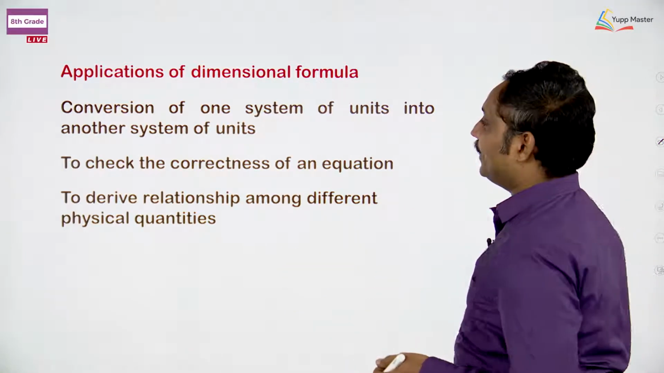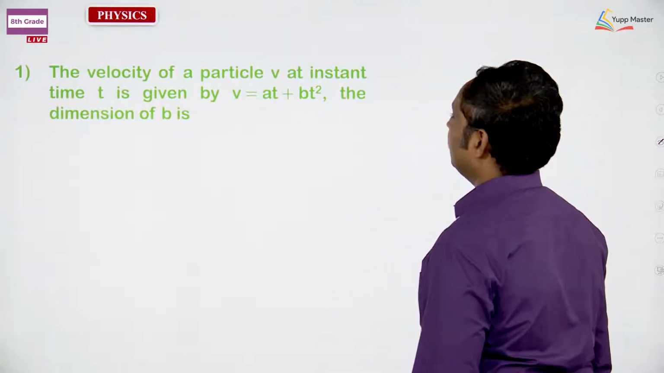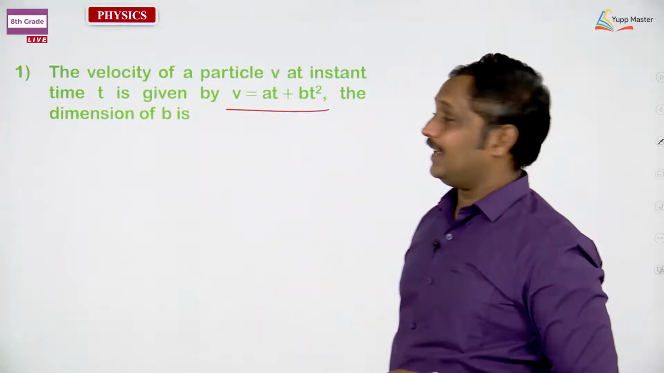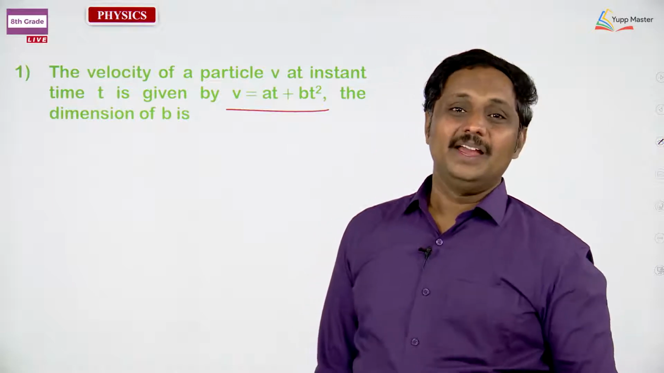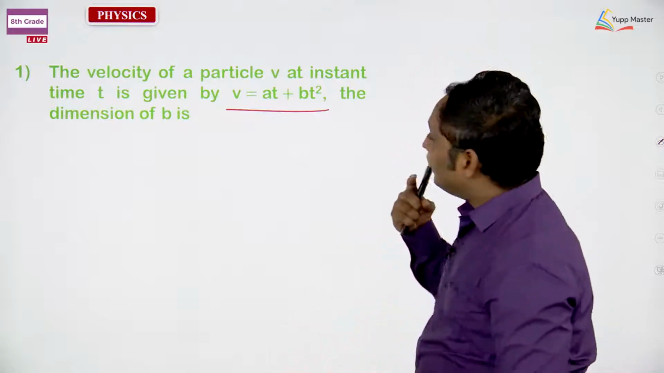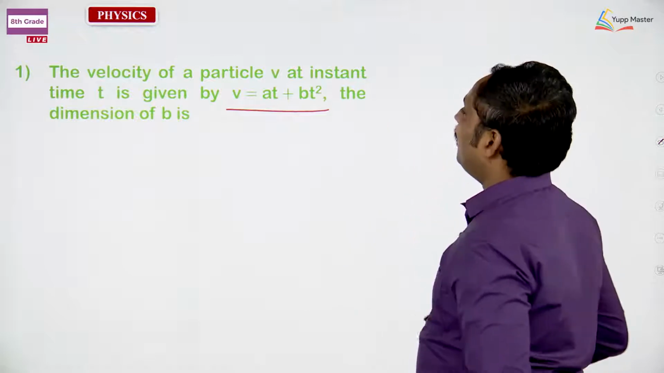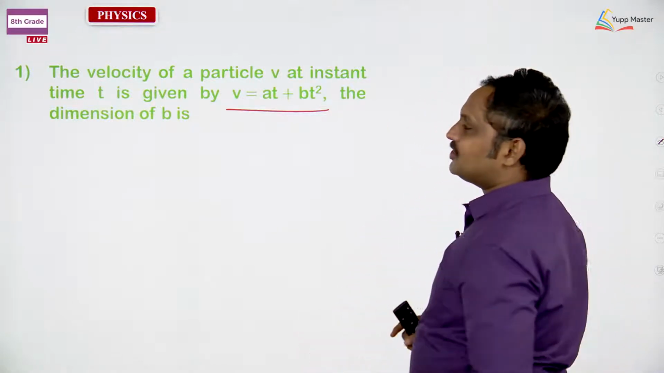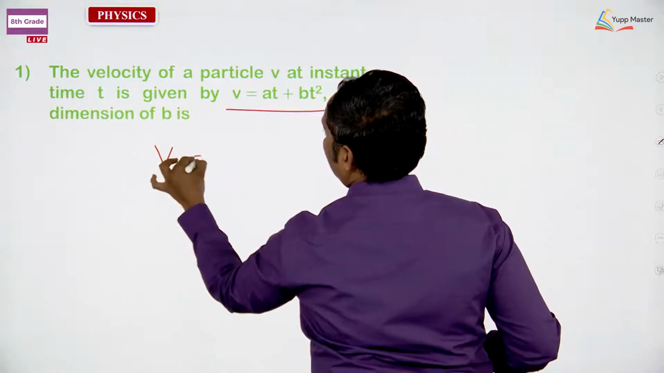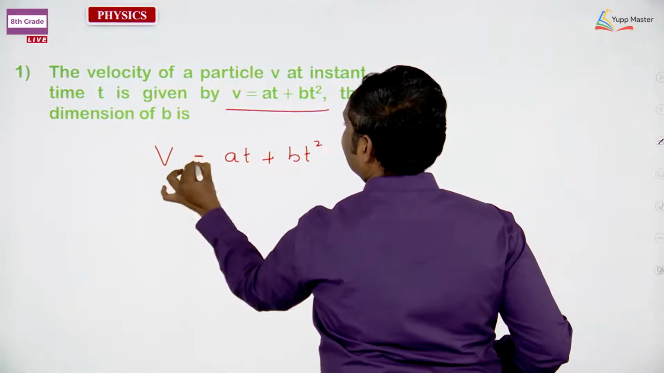Now, let us have a look into another one. One best problem we can take. The velocity of a particle V at an instant of time t is given by a first term and a second term. Now, what are the dimensions of B? V is equal to AT plus BT square, that is the case.